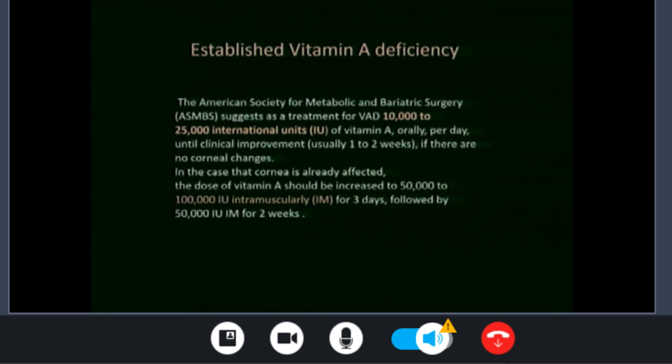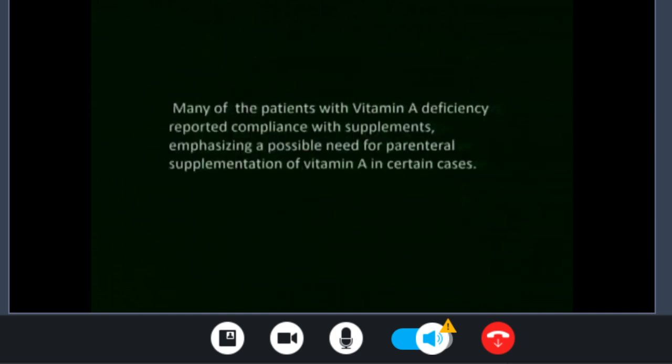Since we give the patient a large dose of vitamin A, many of the patients with vitamin A deficiency reported non-compliance with the supplement, emphasizing a possible need for parenteral supplementation of vitamin A.